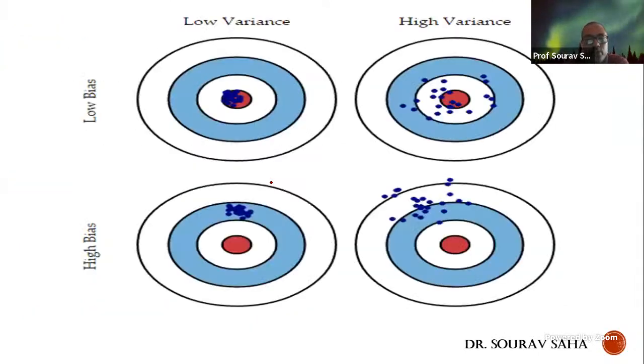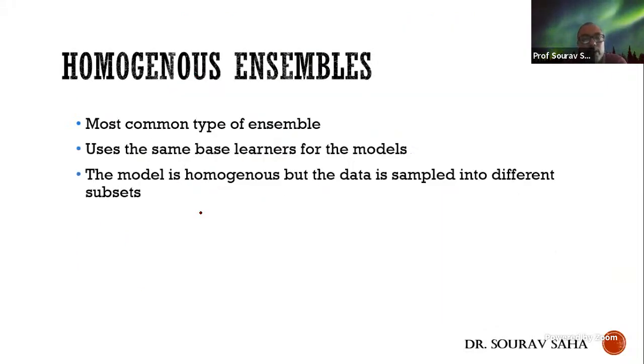I think I've shown you this particular diagram. Here you have more partitions of the data. A homogeneous ensemble is the most common type of ensemble, and it uses the same base learner for the model. The model is homogeneous, but the underlying data is sampled into different subsets. That is what happens with a homogeneous ensemble.